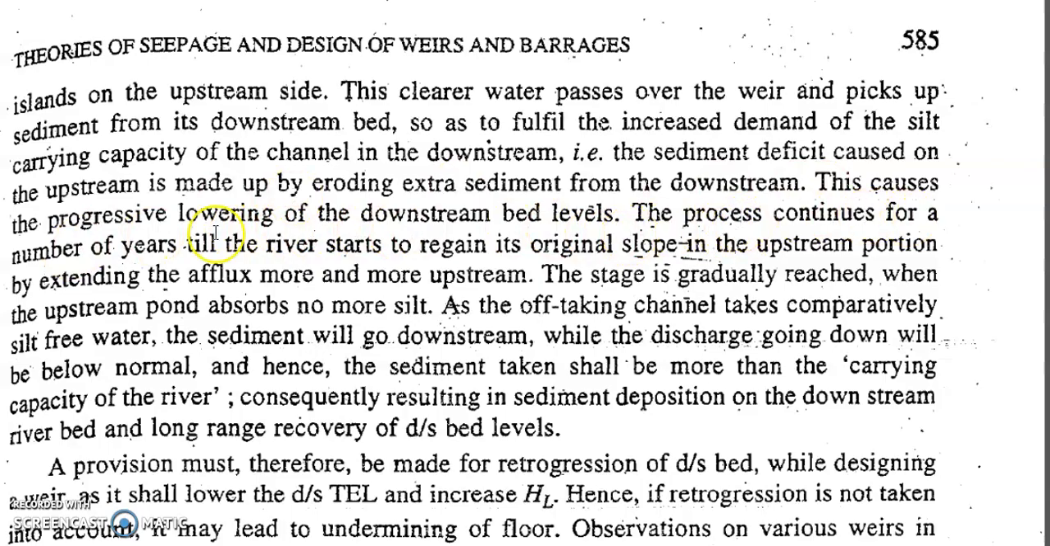The process continues for a number of years till the river regains its original slope in the upstream portion by extending the afflux, more and more upstream. The stage is gradually reached when the upstream pond absorbs no more silt. As the off-taking channels take comparatively silt-free water, the sediment will go downstream, while the discharges going down will be below normal, and hence the sediment load shall be more than the carrying capacity of the river, consequently resulting in sediment deposition on the downstream riverbed and long-range recovery of downstream bed levels.